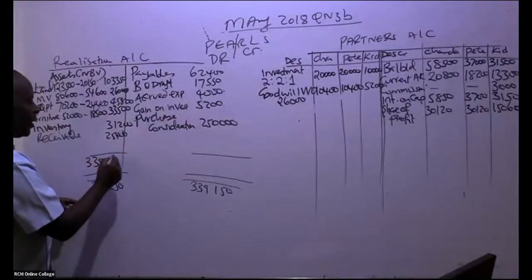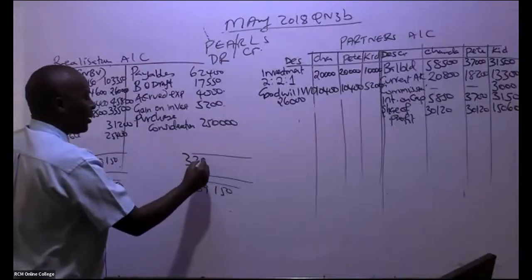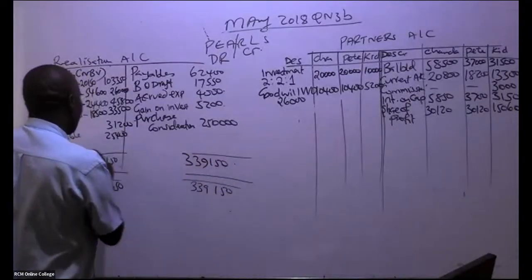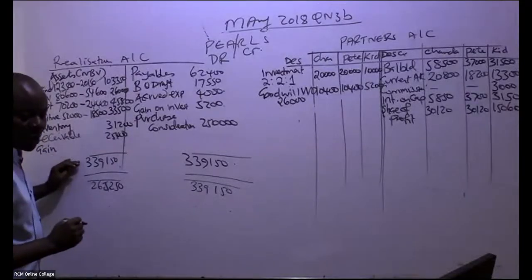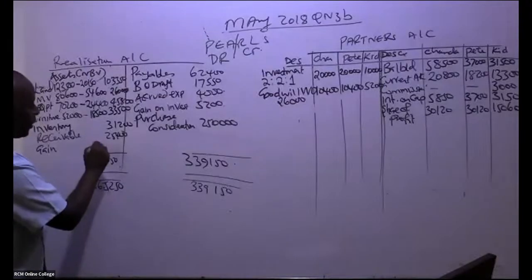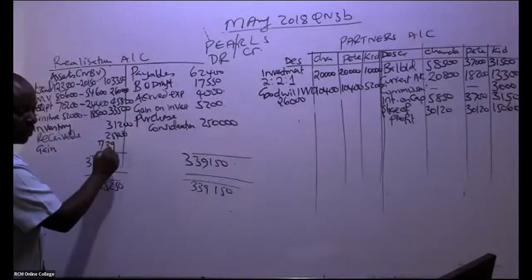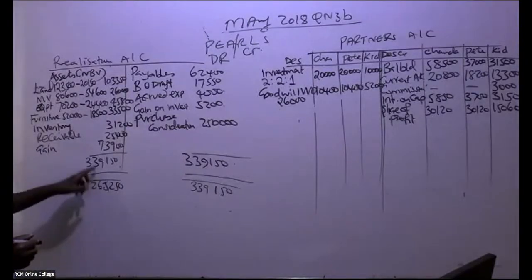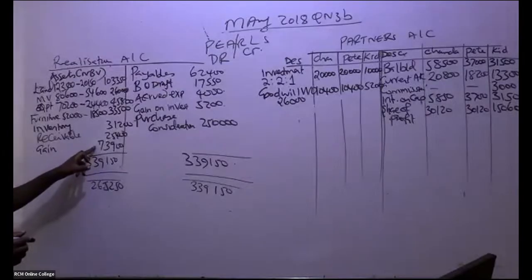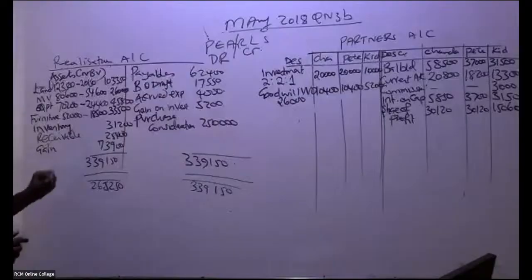339,150 on the credit side, meaning that the balancing figure comes here. And if it comes here, it is a gain. So it is a gain on realization, which I'm being told by somebody is 73,900. If you take this minus this, it comes there. So it's a gain on realization, which comes here.